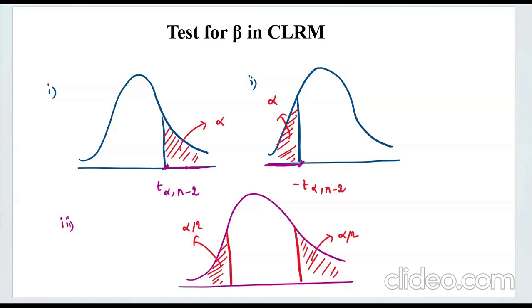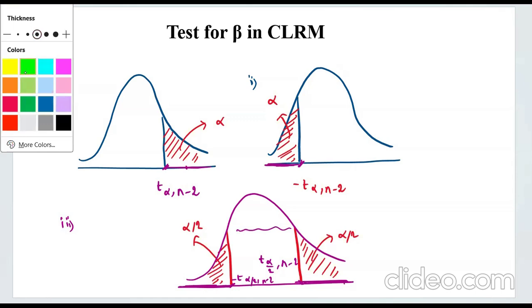And what about these values? This particular value is T alpha by 2. Now this significance level is divided in 2, right? T alpha by 2, n minus 2, and here you will have minus T alpha by 2, n minus 2. So these are the three cases and these are the three critical regions. If your calculated value falls in this particular region or in this particular region, you will reject H naught. Only if your value falls in this particular region will you accept H naught, otherwise you will reject H naught.